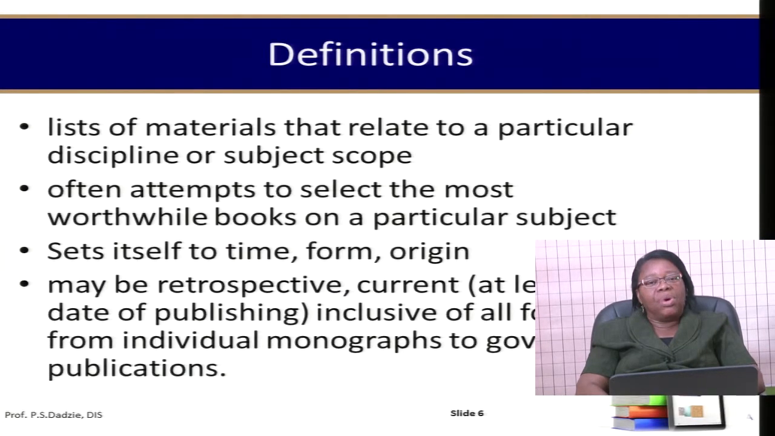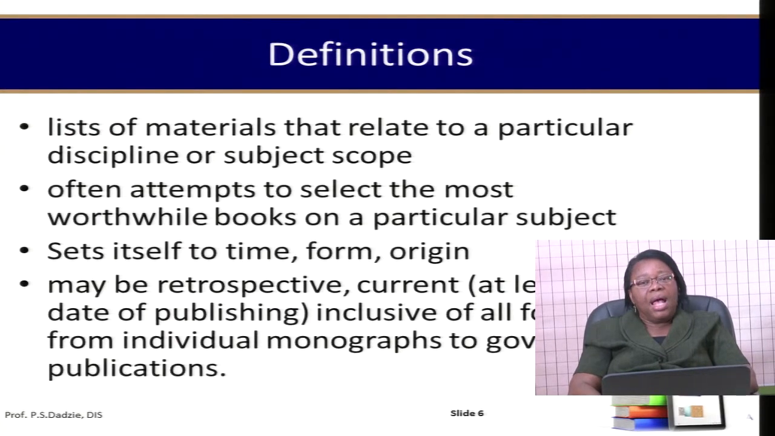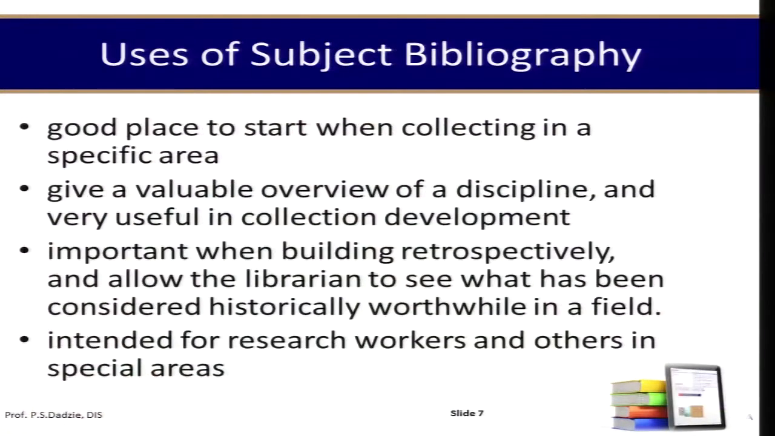So, subject bibliography. What is a subject bibliography? It's a list of materials that relate to a particular discipline or subject scope. And in a subject bibliography, they often attempt to select the most worthwhile books on a particular subject. You remember, once it's a bibliography, it sets itself limits of time, form, and origin. Subject bibliographies may be retrospective or current, as the case may be.